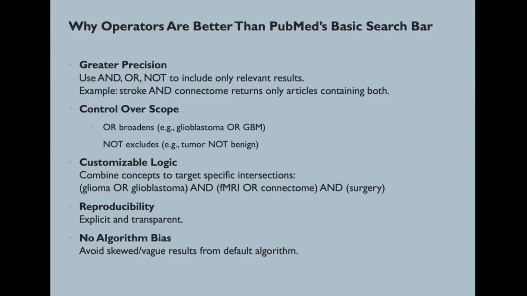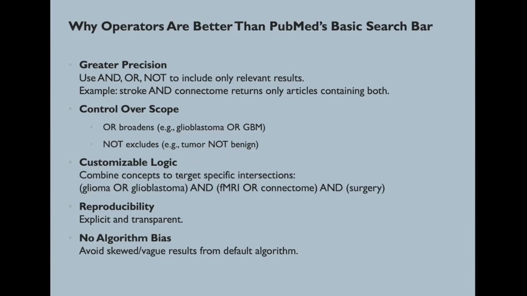exclude different terms. So if I want to look at brain tumors, but I don't want to look at any benign tumors, and I want to exclude all of those papers that talk about benign tumors, I can take the term tumor and join it with the word benign with the word NOT in the middle, so that I don't include any studies that talk about benign tumors.